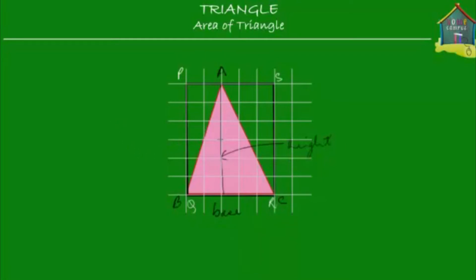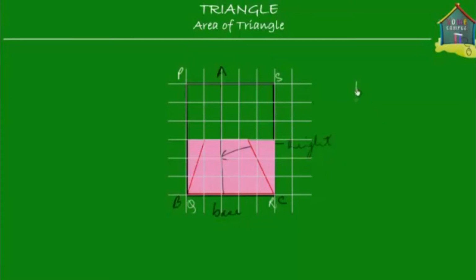I will cut this part of the triangle, then I'll rotate it and place it here. It fits here. Then I take this other part of the triangle, I turn it again and I place it here. So there you go, the triangle ABC can fit into half of this rectangle PQRS.